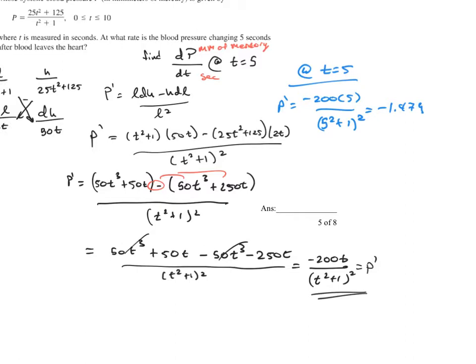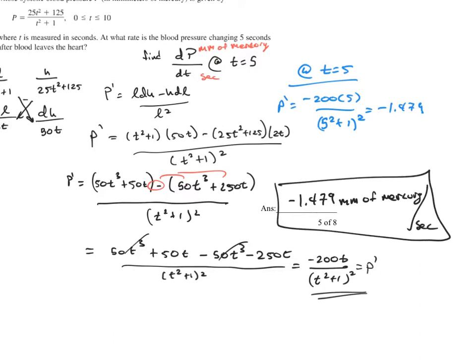That means the blood pressure was decreasing by 1.479 millimeters of mercury per second. We determined the units earlier. Change in P is millimeters of mercury, T was seconds. So this is millimeters of mercury per second.